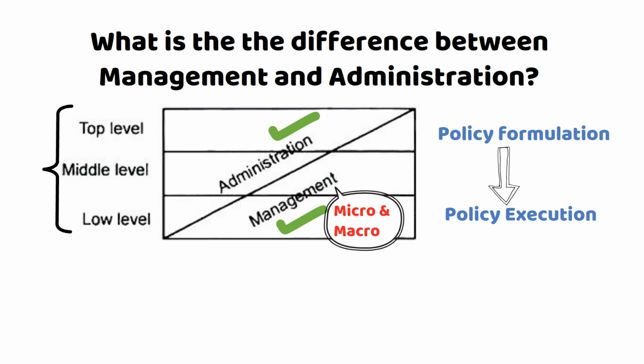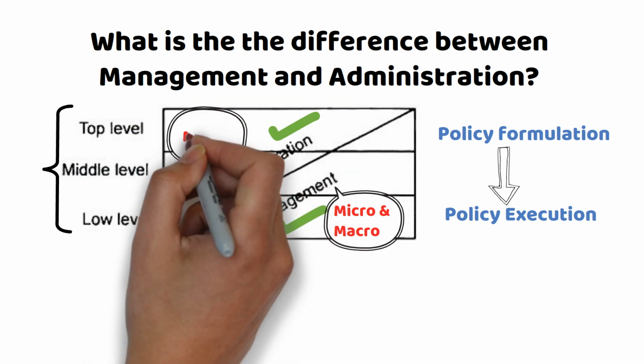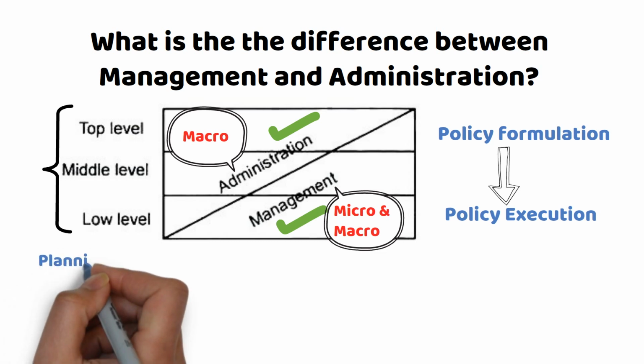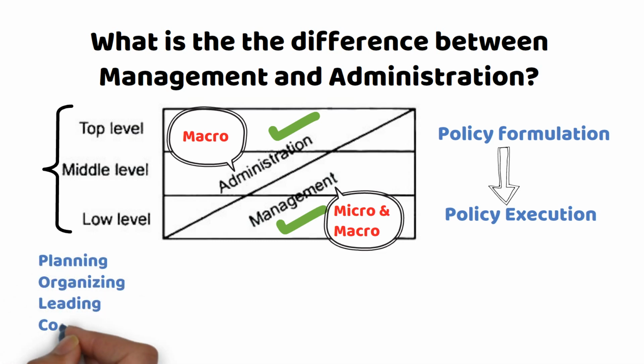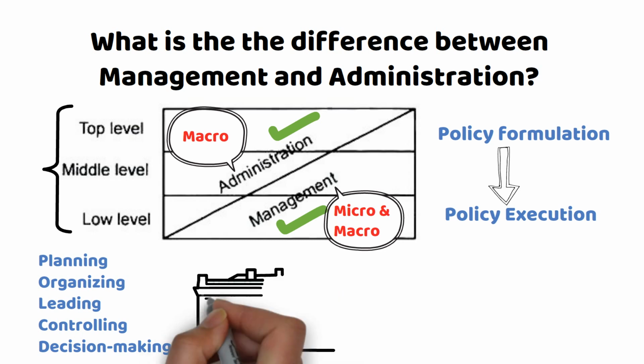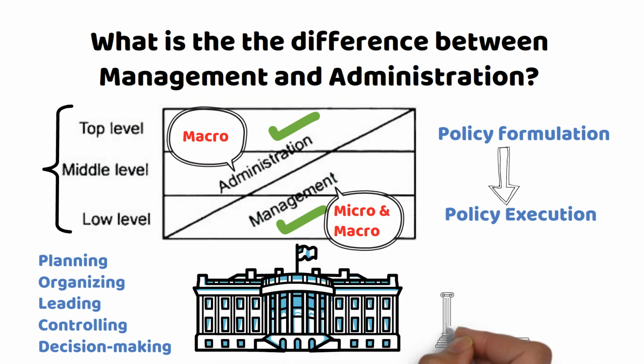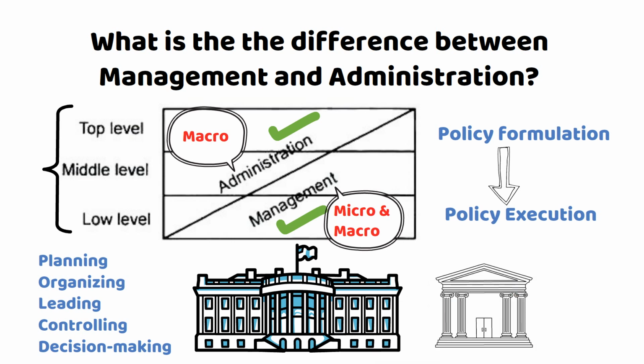On the other hand, the administration is at an upper level where high-level authorities are involved. This is done on a macro level. Both administrators and managers are involved in the basic functions of planning, organizing, leading, controlling, and decision-making. The difference lies in their application rather than meaning. The term administration is generally used in government organizations, and management is used in business enterprises.